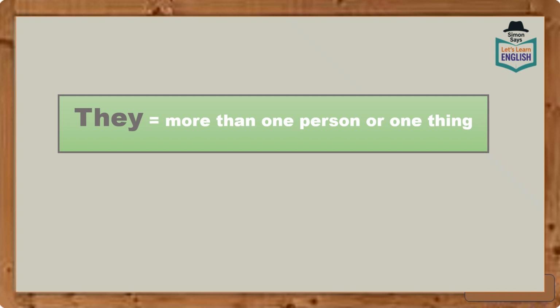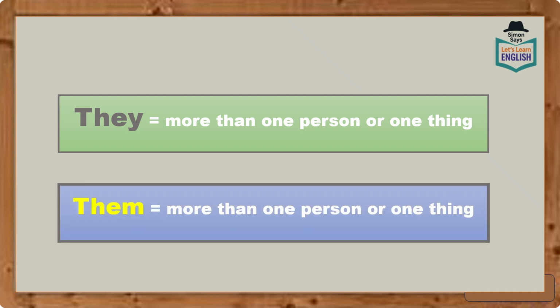They is used for more than one person or more than one thing. Them is also used for more than one person or more than one thing. So these are both pronouns that are used to talk about groups. So when do we use them?